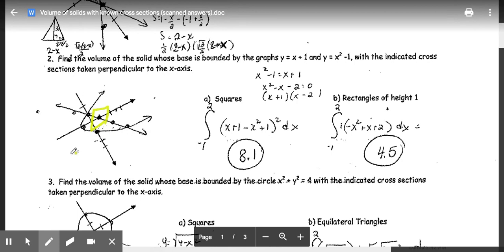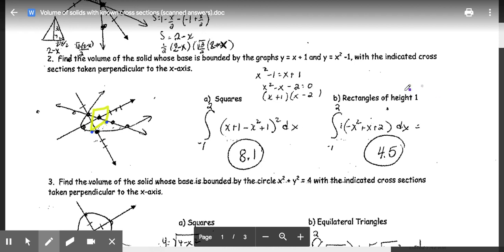There's the square. It's really hard to picture it three-dimensionally, but the square is coming out of the page. If you want to know the length of the side, it goes from this top curve to the bottom curve. So I'm subtracting those to get the length of the base, and then I'm squaring it because it's side squared. And then you go from this x value, -1, up to this x value, which is 2. Does that make sense?